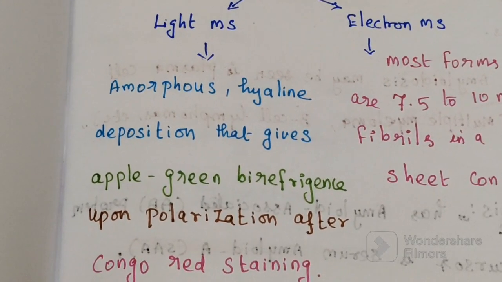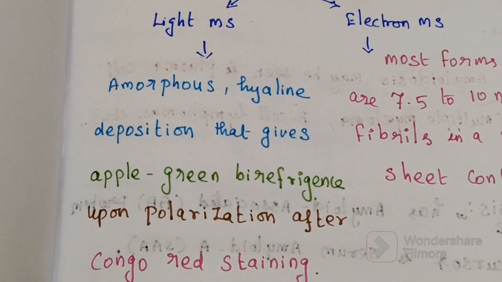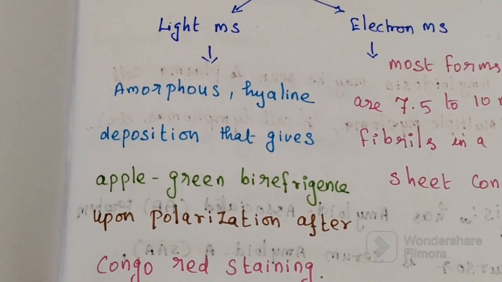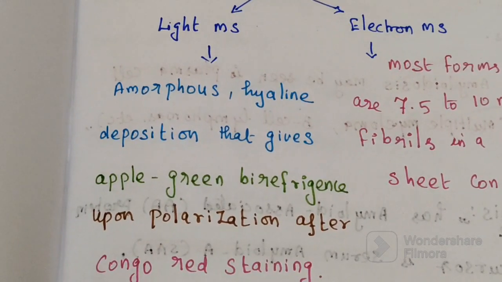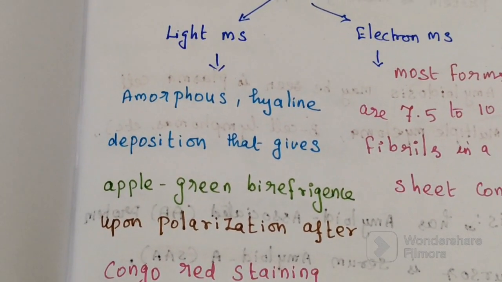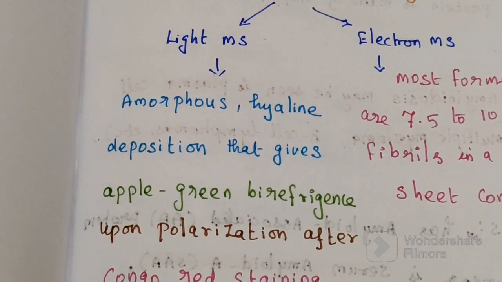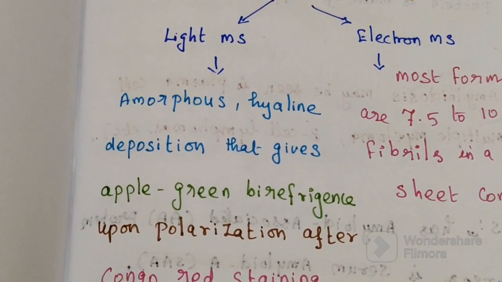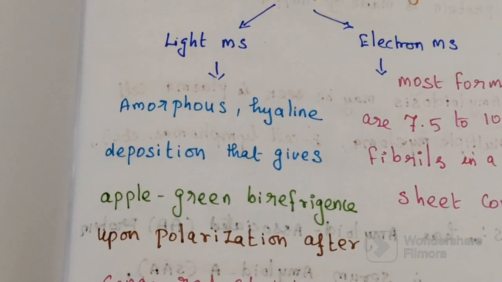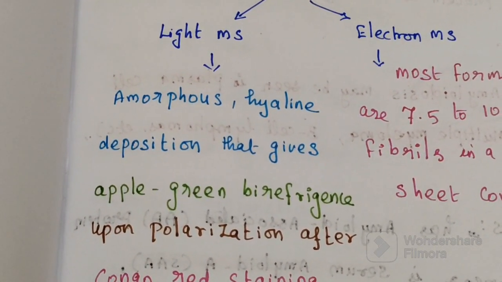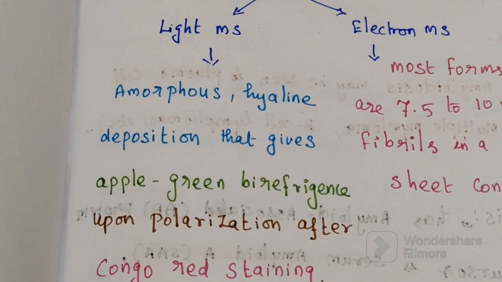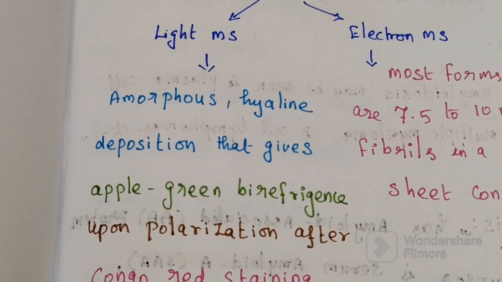Once you have stained the specimen and view it under polarized light, the specimen changes color. Actually it is orange-red, but after polarized light it shows apple green birefringence.